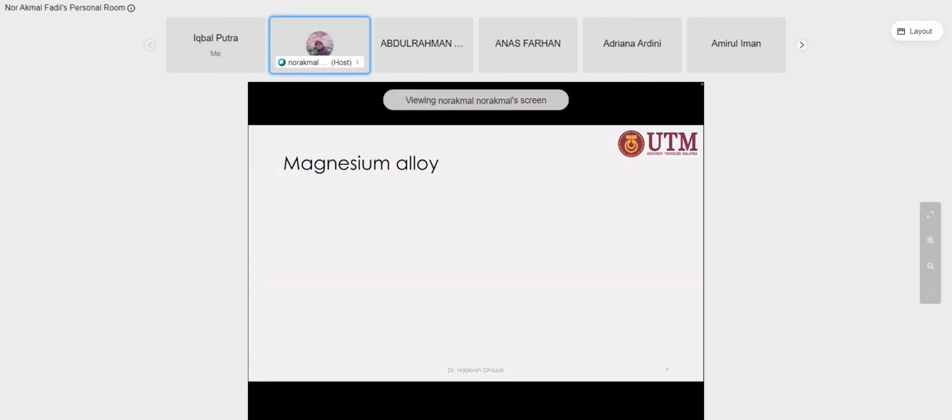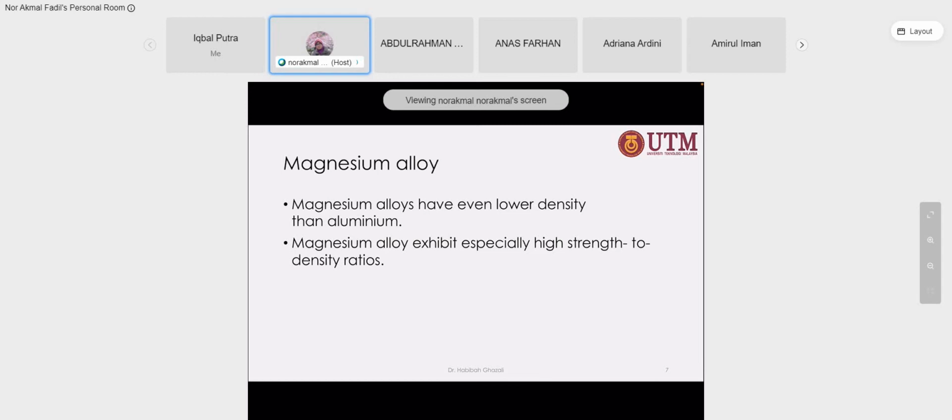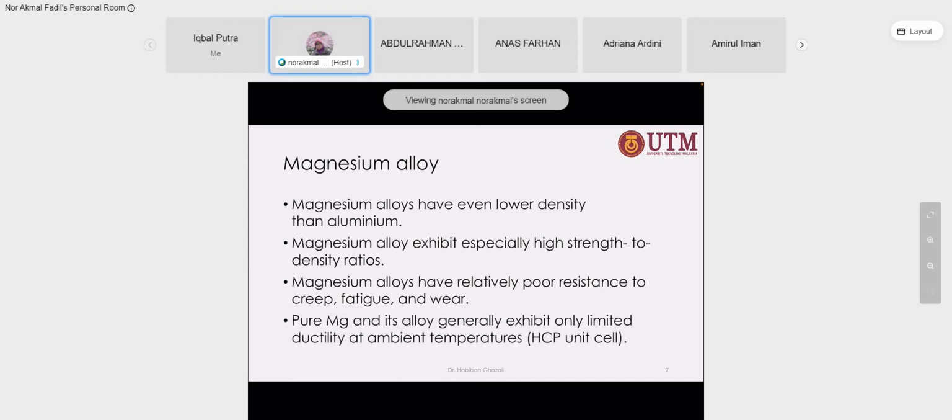So the magnesium alloy has even lower density than aluminum, because the density of magnesium itself is one third of aluminum. Magnesium alloy exhibits especially high strength to density ratio, or high strength to weight ratio. Magnesium also has relatively poor resistance to creep, fatigue, and wear compared to other alloys.